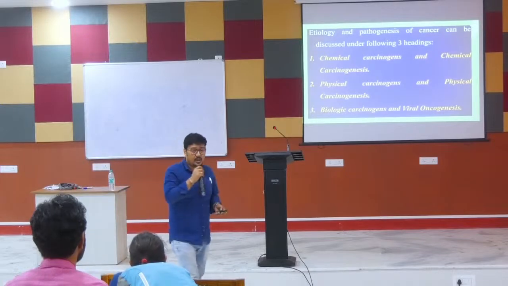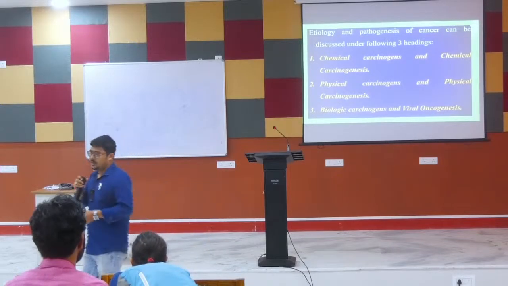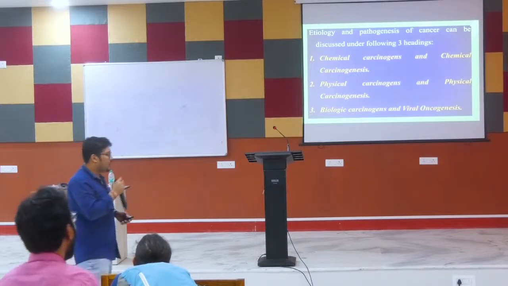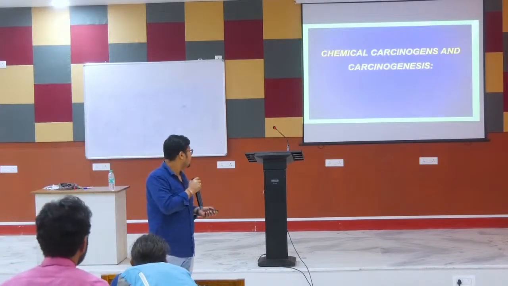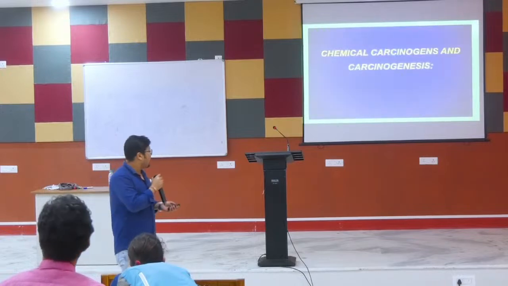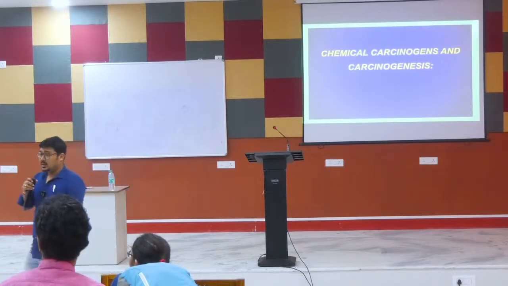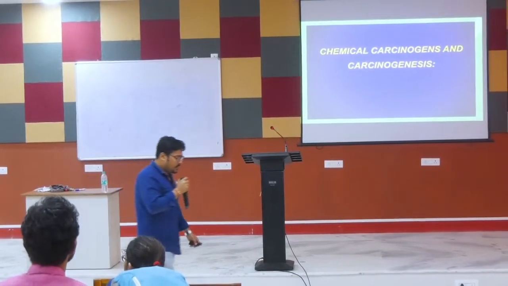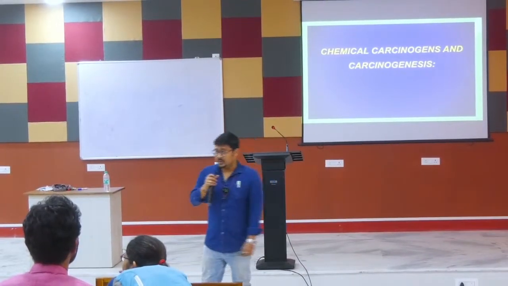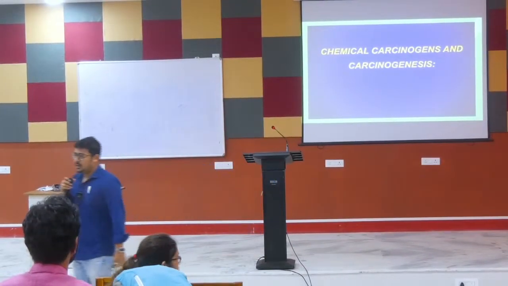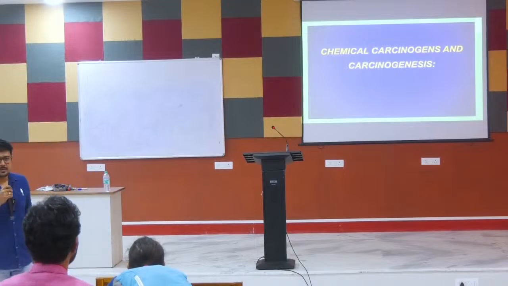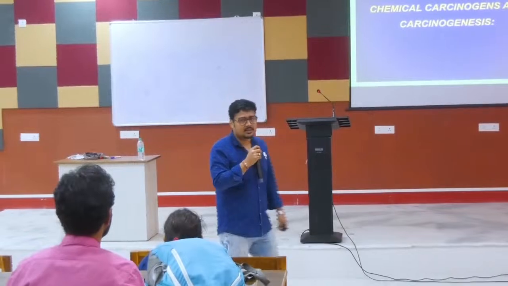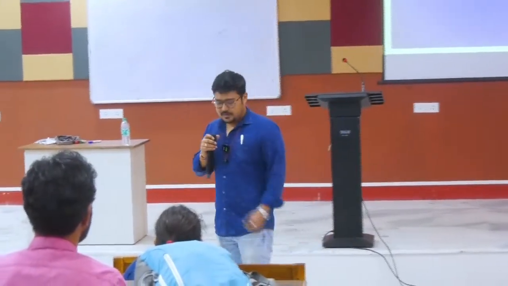Now, chemical carcinogen, I told you. Second is physical carcinogen, and number three is biologic or viral carcinogen. So, the most important and most common is chemical carcinogens. Okay? So, chemical carcinogens are broadly classified into two types. One is directly acting carcinogens, another is indirectly acting carcinogens.